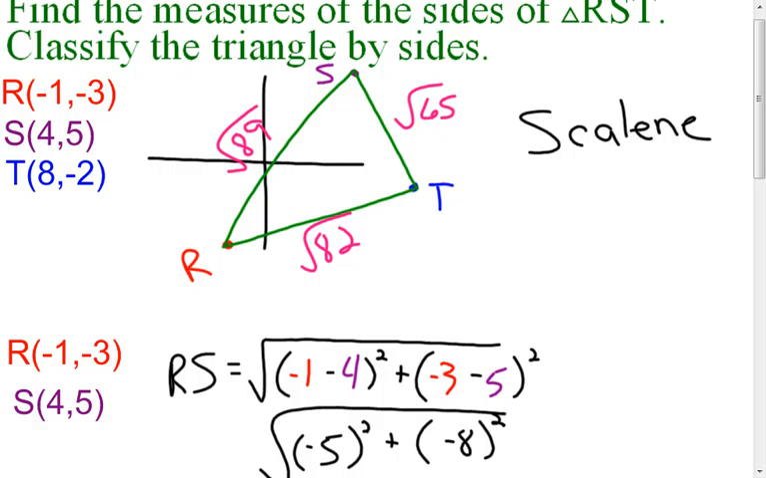Now we can't do anything at this point in time to determine what kind of triangle it is based off of its angles, but all it asks for is what kind of triangle is it based off of its sides. So we found out that it's scalene, and we've completed the problem. And that will do it for the couple of examples that I'm going to show based on this lesson.